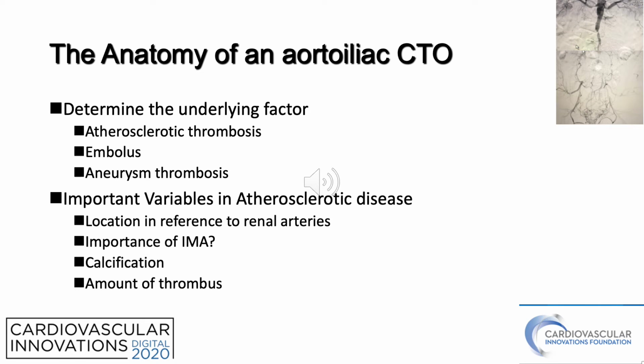First, determine the underlying factor. Is that atherosclerotic thrombosis, embolization, or even aneurysmal thrombosis? The important variables in atherosclerotic disease will be the location in reference to the renal arteries, the importance or unimportance of the inferior mesenteric artery, how much calcification, and what amount of thrombus is there.